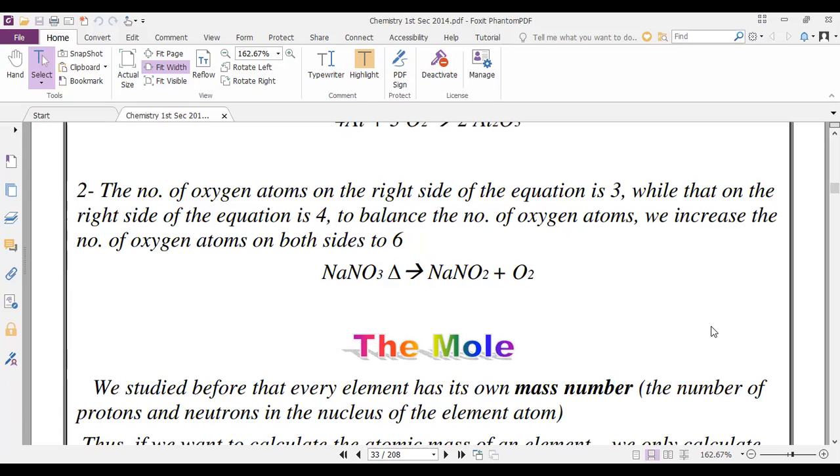The number of oxygen atoms on the right side of the equation is 3, while that on the left side of the equation is 4. To balance the number of oxygen atoms, we increase the number of oxygen atoms on both sides to 6. So this must be 2, and this must be 2 to be balanced. Okay. Any problem till now?